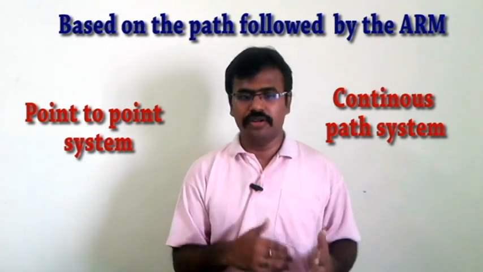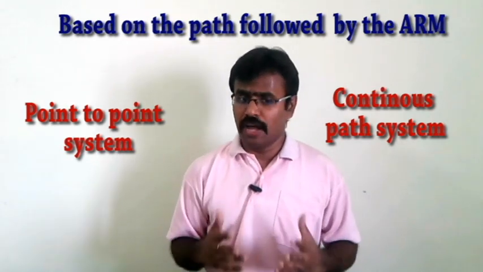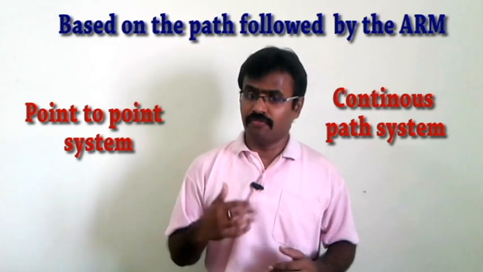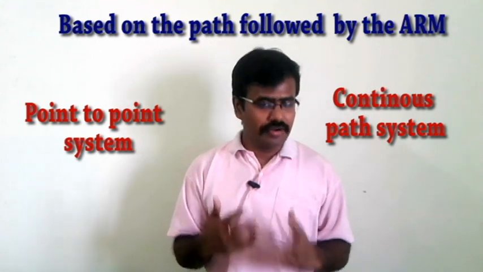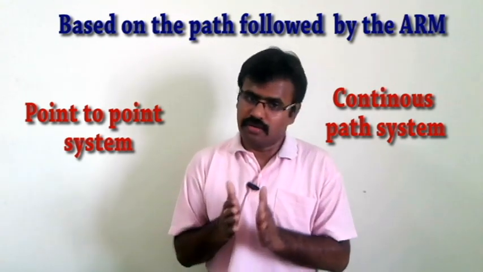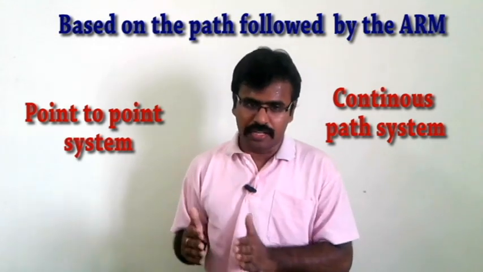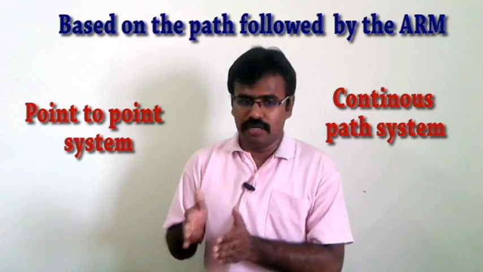Let us see point-to-point system robots. For example, we have a pick and place robot. If it follows the point-to-point system, then the path is not controlled, so the trajectory is arbitrary. It is not constant, it is arbitrary. The time required to move is called t, in terms of seconds.